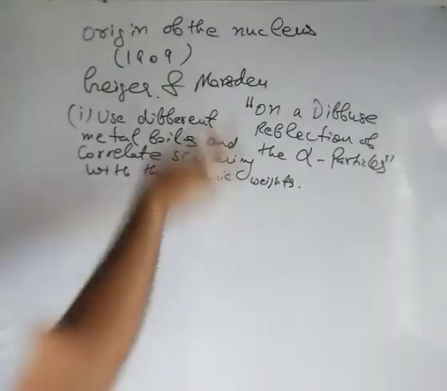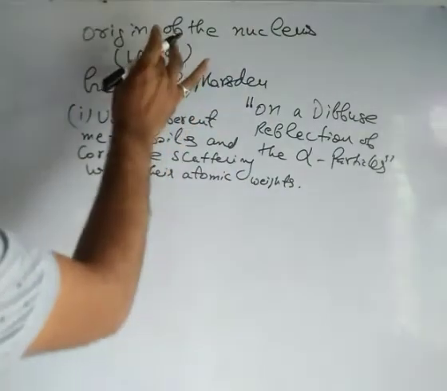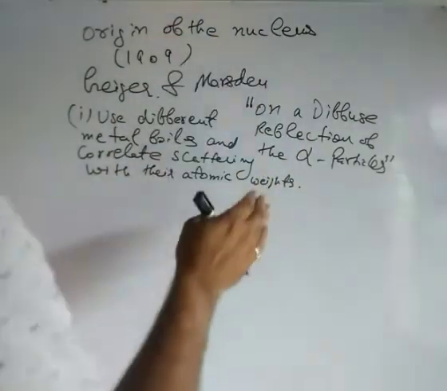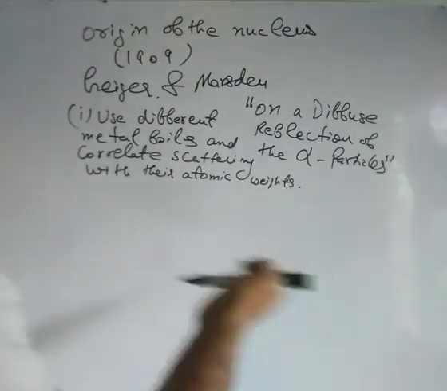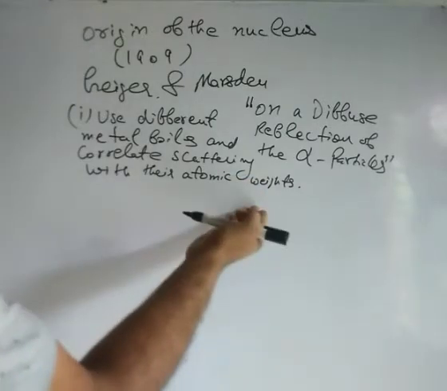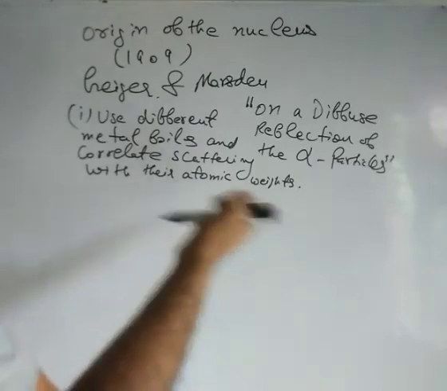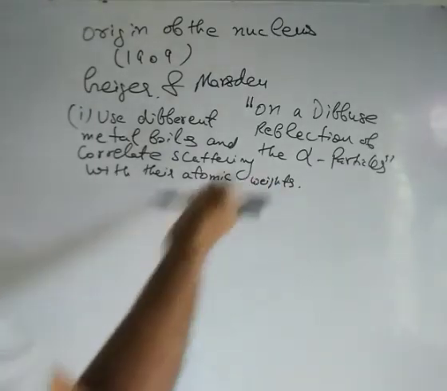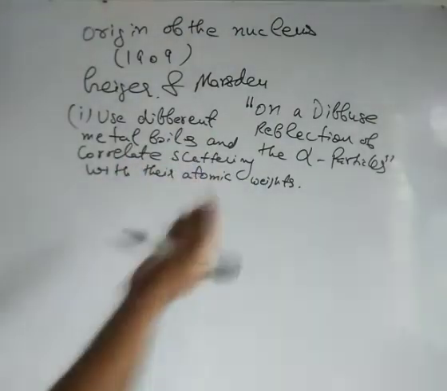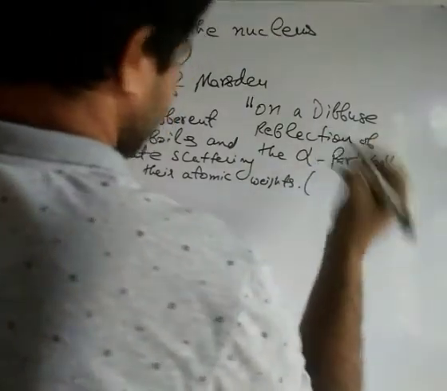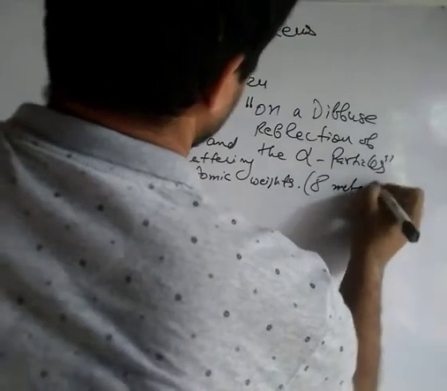Now, because I am talking about the year 1909, at that time atomic number was not known. What was known was hydrogen. So people compared different elements by their atomic weights, that is, how much heavier they were in comparison to hydrogen. So they used different metal foils and correlated scattering with their atomic weights. In their original experiment, Geiger and Marsden used 8 different metal foils.